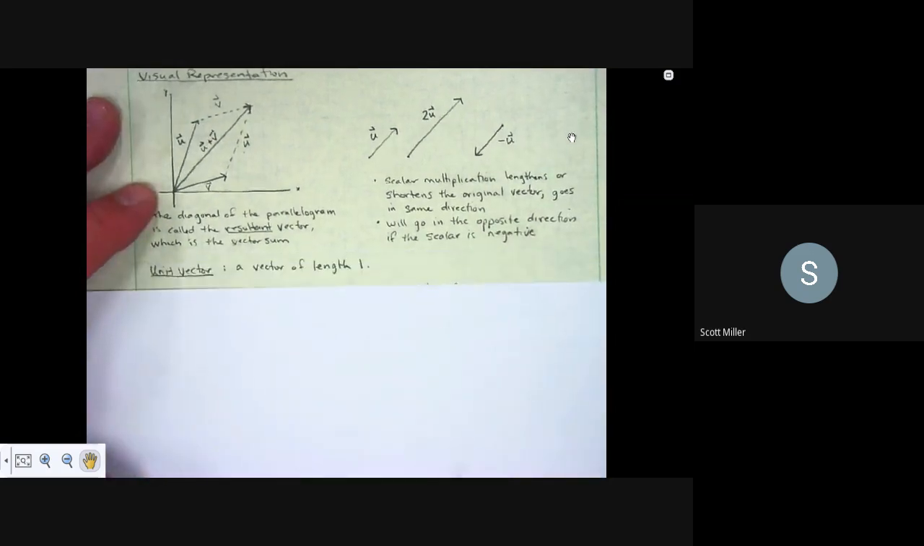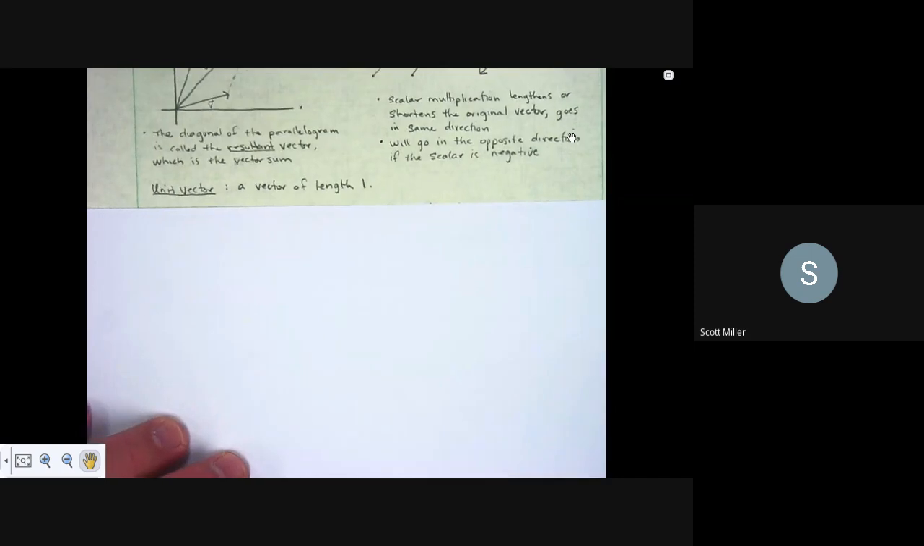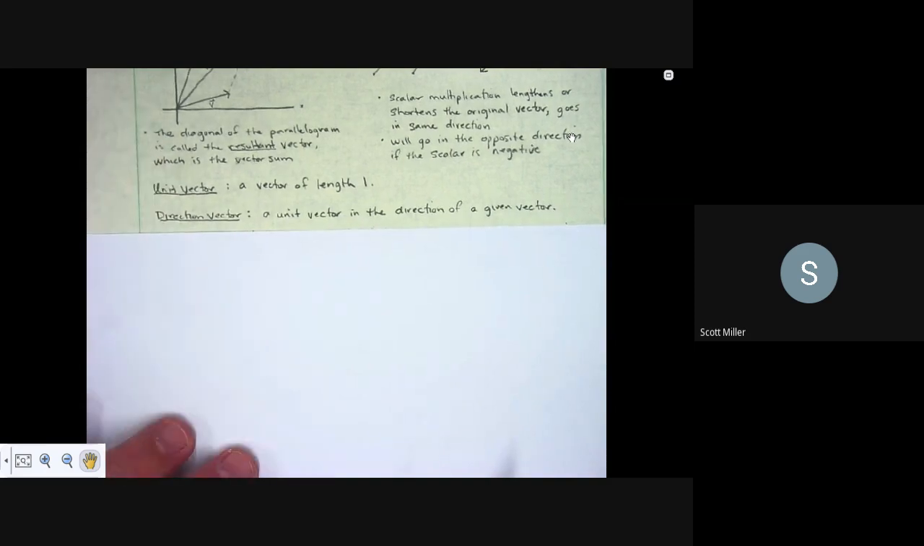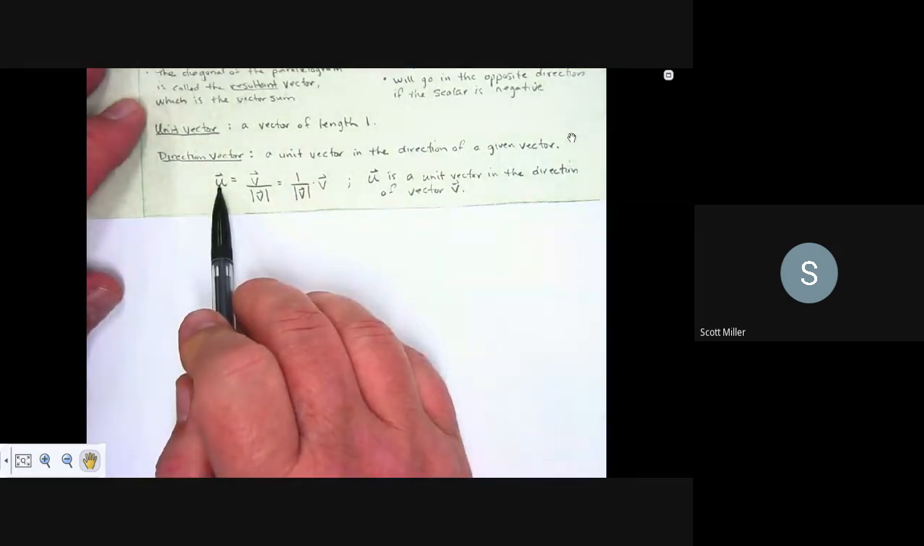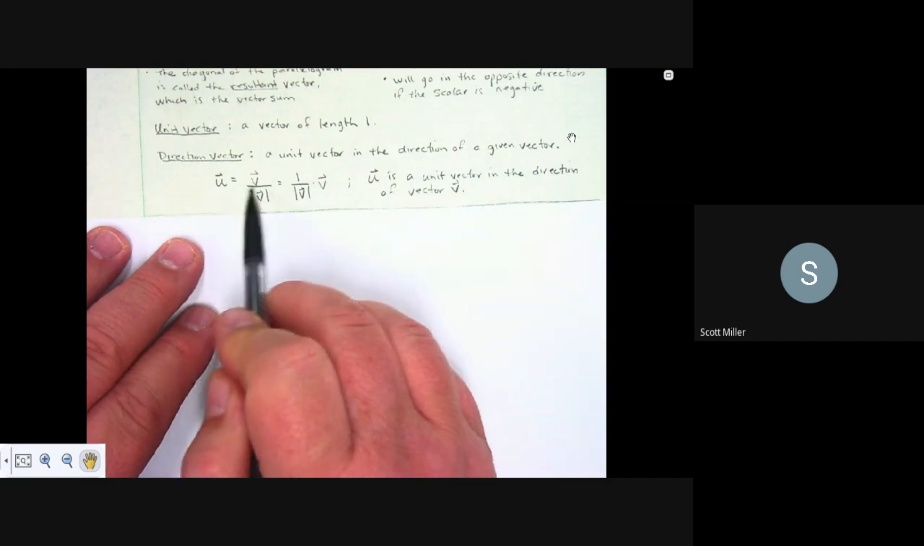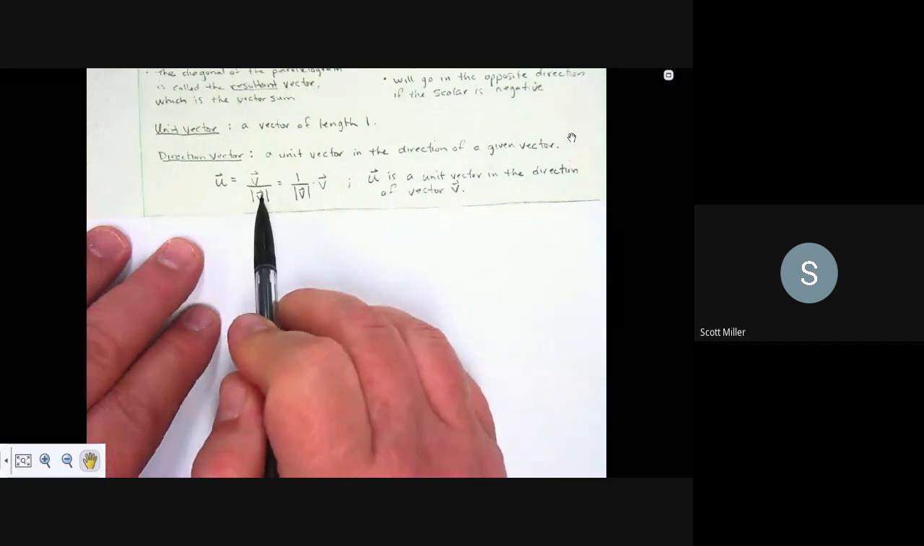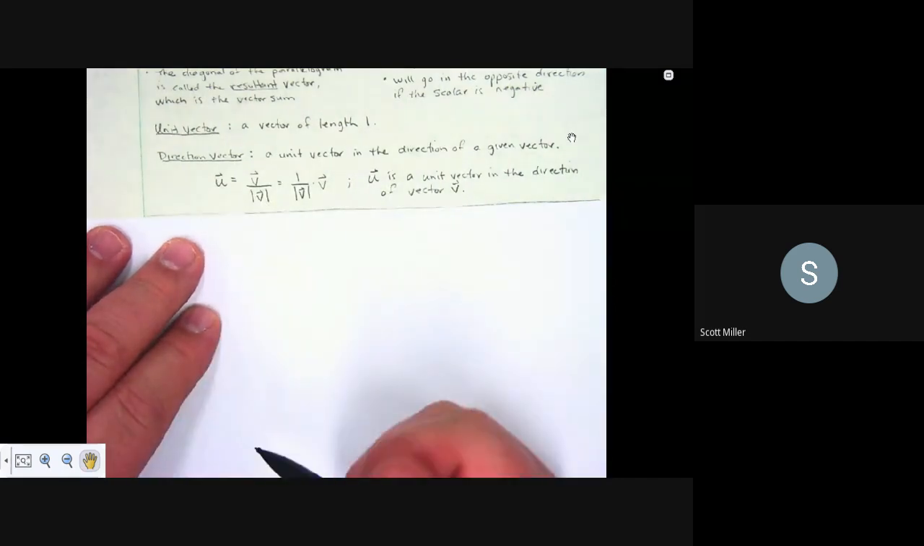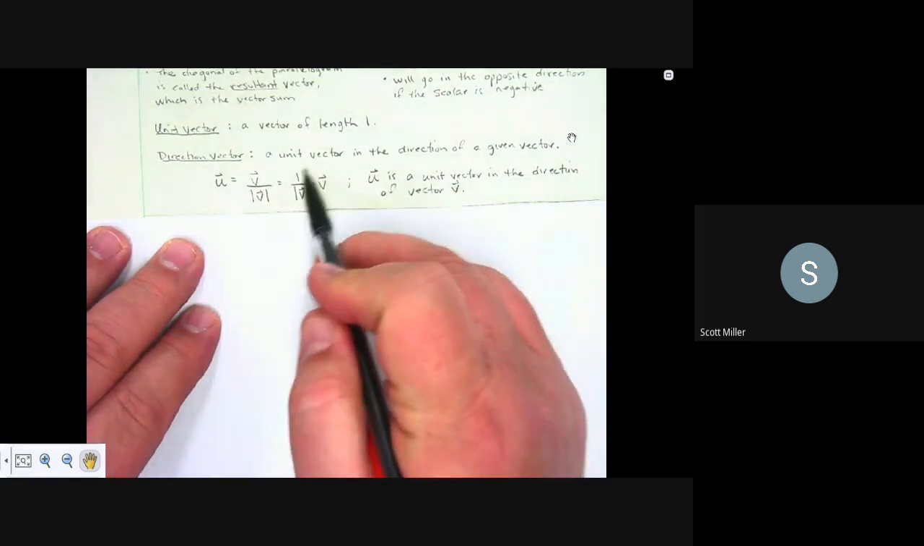Okay. What is a unit vector? A unit vector is a vector of length 1. A direction vector is a unit vector in the direction of a given vector. You'll be asked to do questions like this, and I'll show you here in a minute. So literally, here's what we have. Here's a vector v. If I take a vector v and divide by its magnitude, that means I'm dividing the length out, and that length is becoming a 1.